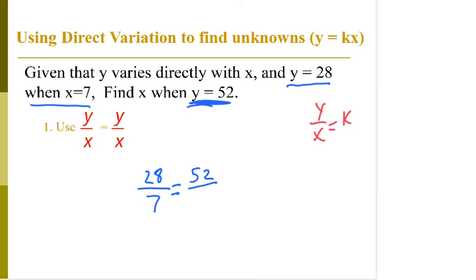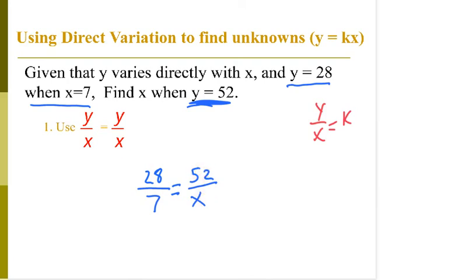Notice that the numerator here is 4 times the denominator, and since they're equal, we expect the same thing to happen here. So if this is 52, we would divide it by 4 and end up with x equal to 13. If you use the cross product here, it would be a whole lot of unnecessary work, so we have to work smart.